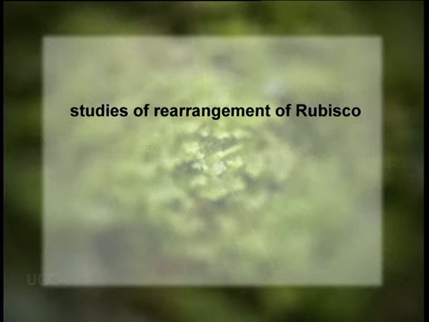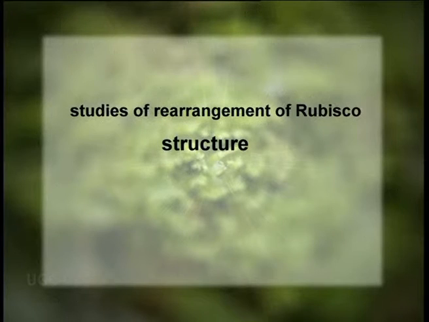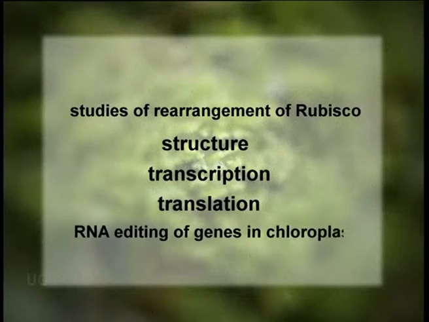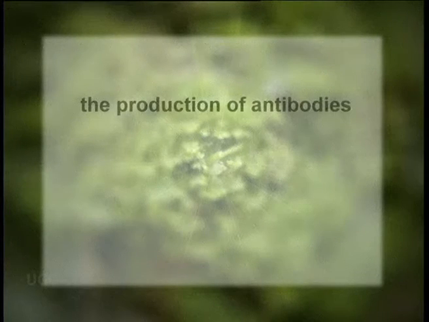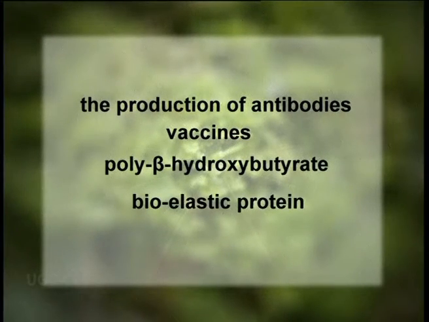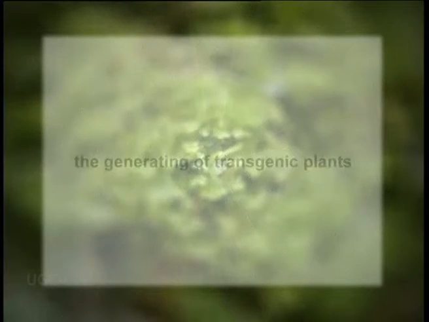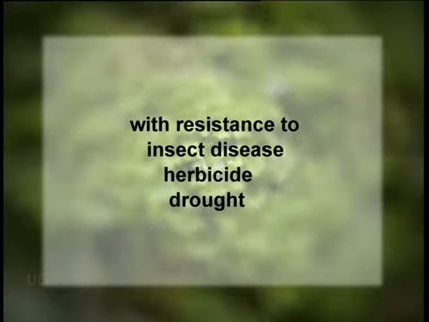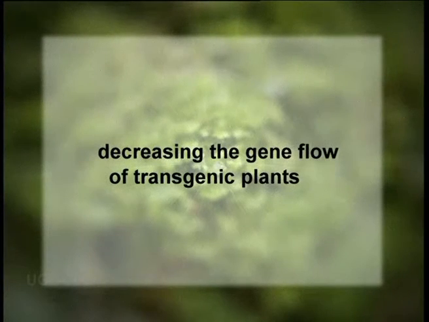The chloroplast genome transformation of higher plant has become the research hotspot of plant genetic engineering, with several advantages over nuclear genetic engineering, and it has become a powerful approach for both basic and applied research. These applications include the studies of rearrangement of Rubisco and the structure, transcription, translation, and RNA editing of genes in chloroplast, the production of antibodies, vaccines, poly-beta-hydroxybutyrate, and bioelastic protein using chloroplast as bioreactor, the generating of transgenic plants with resistance to insect, disease, herbicide, and drought, and decreasing the gene flow of transgenic plants.